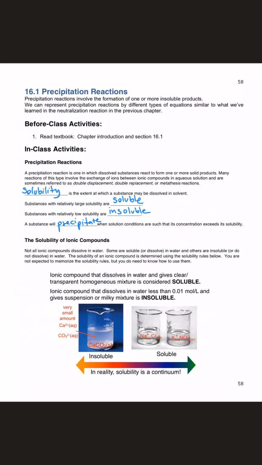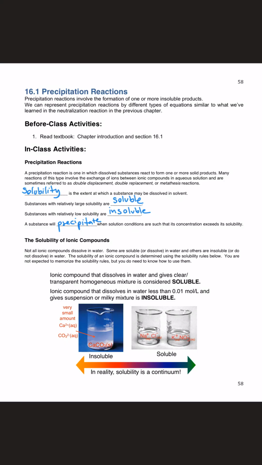An ionic compound that dissolves in water and gives a clear, transparent, homogeneous mixture is considered to be soluble. For example, when sodium chloride dissolves in water, it gives a clear, transparent, homogeneous solution. The same goes for potassium nitrate. And for those ionic compounds that dissolve in water less than 0.01 molar and give a suspension or milky mixture, they are considered to be insoluble. An example of this is calcium carbonate, or chalk. When we put it in water, it can dissolve only in a very small amount, and the majority of calcium carbonate stays as a solid.